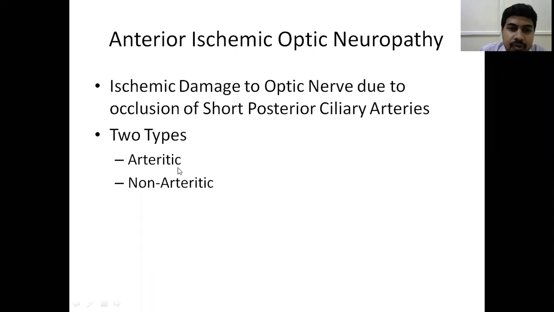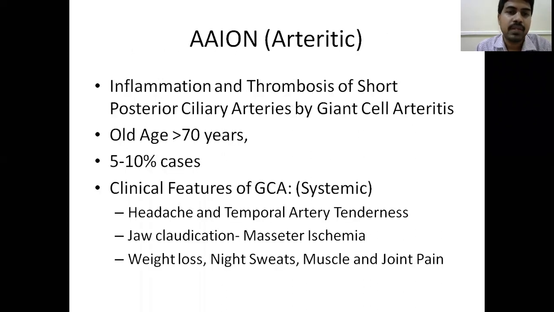So arteritis, inflammation of the blood vessel wall itself, can cause occlusion of these arteries and ischemia, or non-arteritic. Even without inflammation of the blood vessel wall, suppose there is a cholesterol embolus or a cholesterol plaque, or due to trauma, there is a cutting of the optic nerve or the blood vessel supply, there is an ischemia to the optic neuropathy. It is called anterior because only the anterior part, that is optic nerve head or the intraocular part of the optic nerve, is affected. So this is anterior ischemic optic neuropathy.